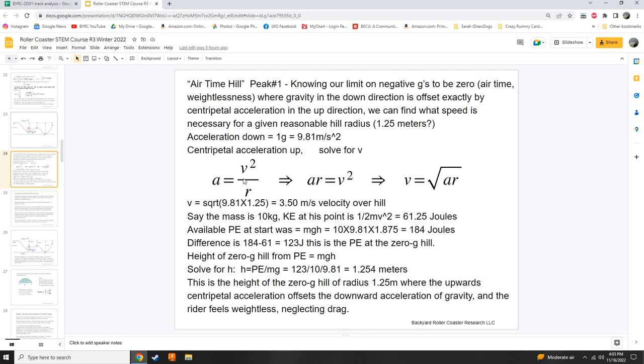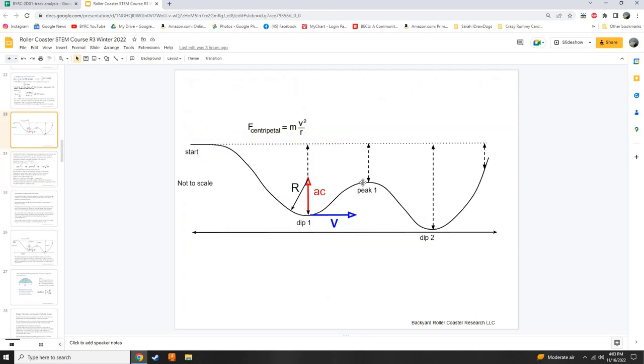This airtime hill is the middle hill, and we want to hit about 0 G's there. In other words, the centripetal acceleration in the outward direction, the reaction to the centripetal acceleration, we want to be equal to gravity right here. And when the acceleration from going around the curve is equal to the same value as the gravity pointing down, then we kind of feel weightless. We don't weigh anything right there because the accelerations and forces cancel each other.